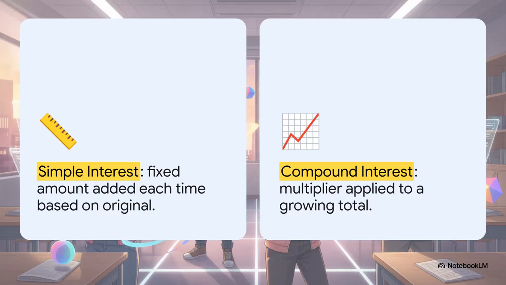Also, you absolutely must know the difference between simple and compound interest. Make sure you read the exam question very, very carefully. Simple interest means a fixed amount is added each time based only on the original principal. Compound interest, on the other hand, means the multiplier is applied to a constantly growing total. Choosing the wrong formula is going to take your answer wrong right from step 1, so I highly recommend highlighting the words simple or compound directly in the exam text.